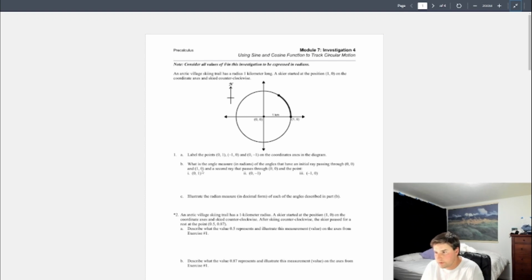Yeah, I don't see any of our existing equations besides those arc equations helping to find theta in this case, because we don't know the arc length. So, okay, I assume we're supposed to memorize it. Radian measure in decimal form. It says illustrate, but it also says in decimal form. So I'm just going to write the radian measure.